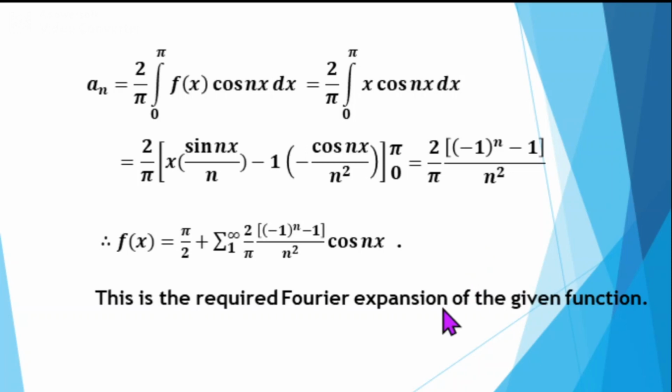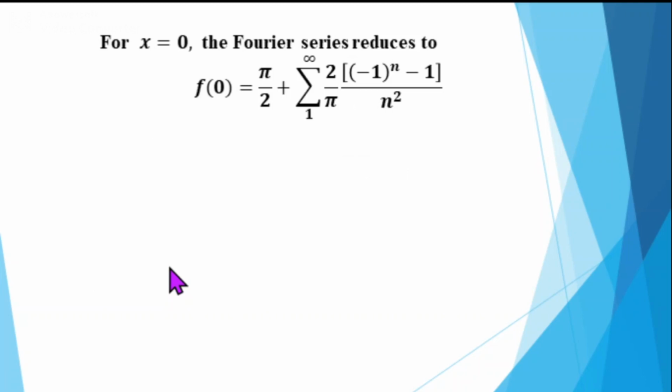Now to deduce the series given in the problem, we take x equal to 0 on both sides. Here the right side will have cos 0, which is 1, so we will get a summation containing 1 by n square terms. On the left side, what is f of 0? The function is defined as x for the interval 0 to pi, so for x equal to 0, f of 0 is 0.